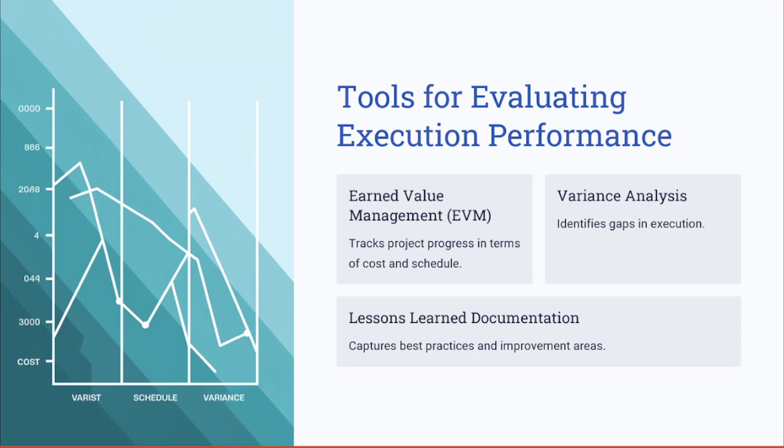The EVM, or earned value management, tracks the project progress in terms of the cost and schedule. And part of the EVM, which we just covered now, are the SPI and the CPI and other key indicators that we are going to explore in the monitoring phase. So all of these various tools help to assess the execution performance.